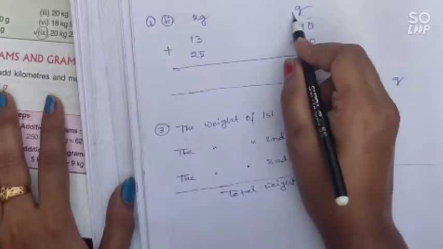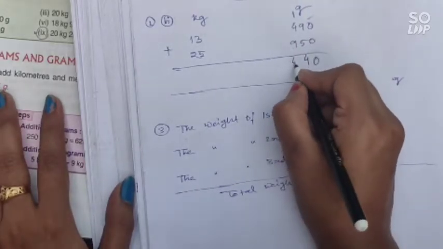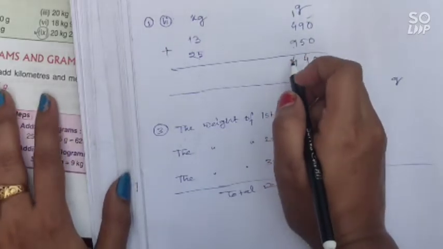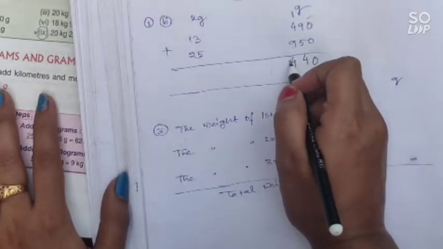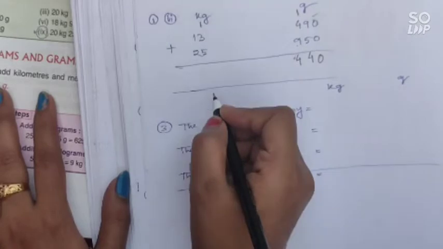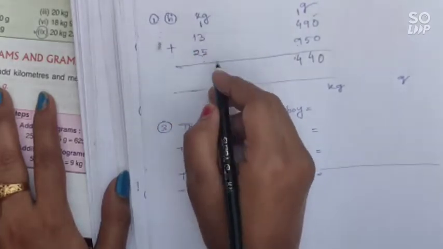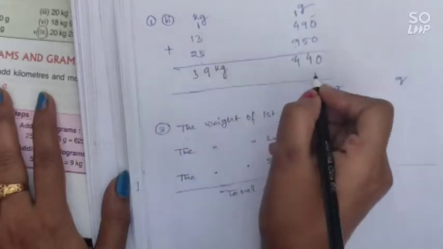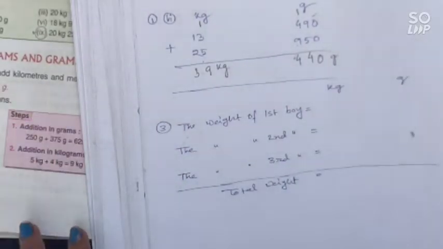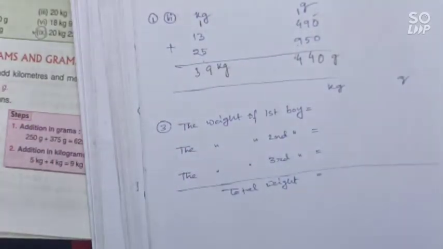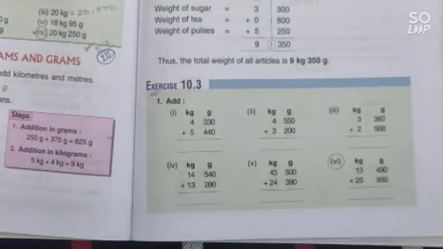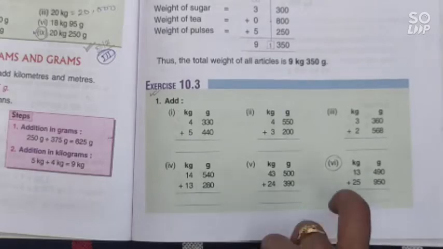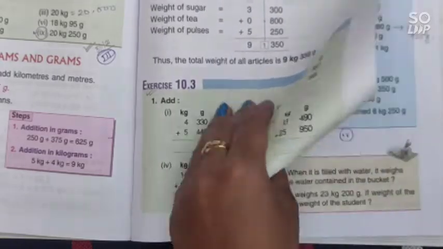4 plus 1, 5. 5 plus 9, 14. So 14 cannot be written in a particular place. So 4 will come here and 1 will come here as carry. 3 plus 5, 8. 8 plus 1, 9. 1 plus 2, 3. 39 kg, 440 gram. This will be the answer. So I have just solved this addition. You have to solve all other questions.